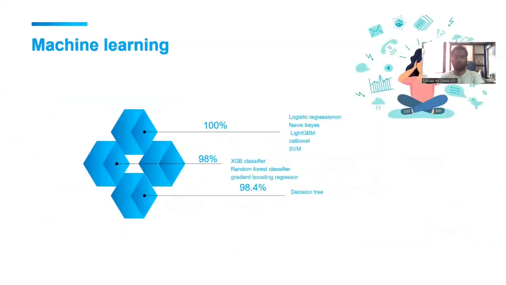These are the algorithms that we have trained and tested. Logistic regression, Naive Bayes, LightGBM, CatBoost, and SVM got 100% accuracy. XGBoost classifier, random forest, and gradient boost regressors got 98%, and decision tree got 98%.